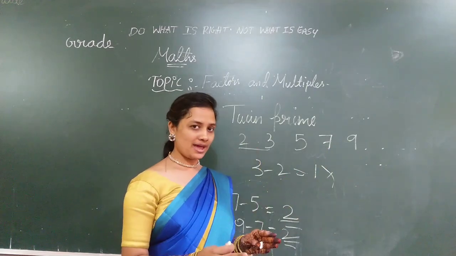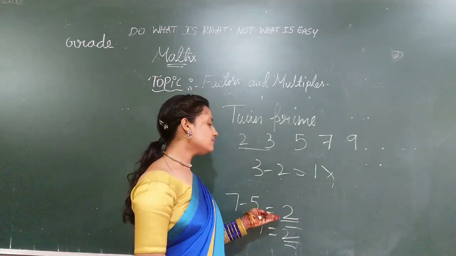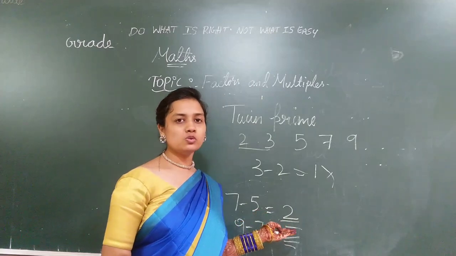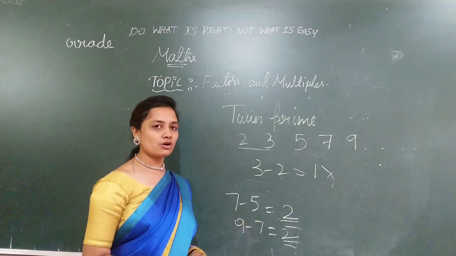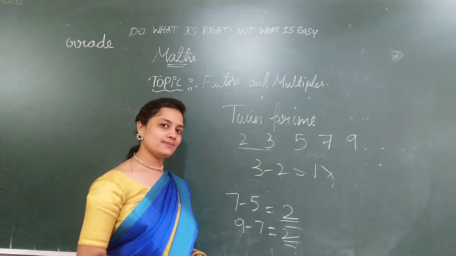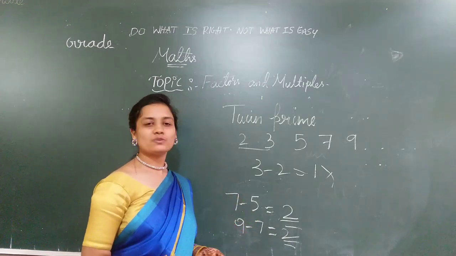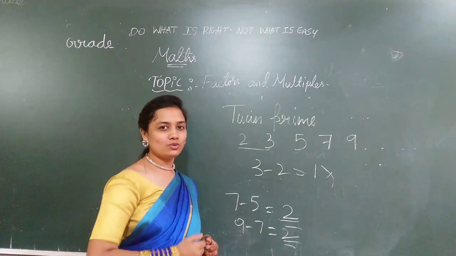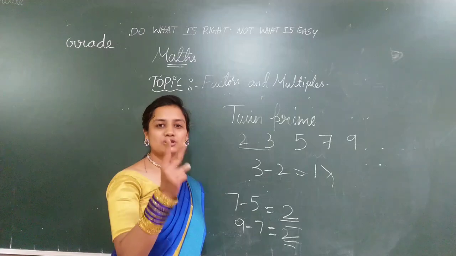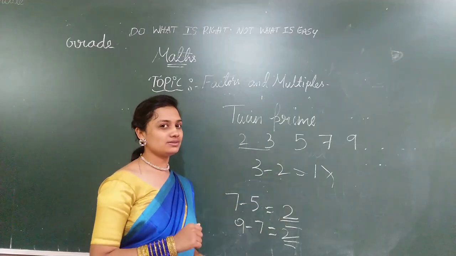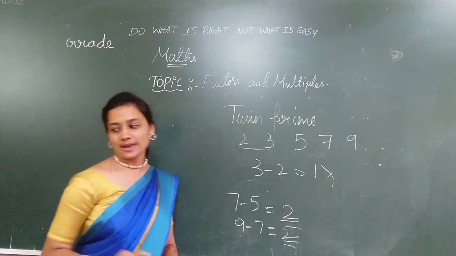Any 2 numbers which give the subtracted answer 2, or as you can say, difference 2, then those two numbers are called twin prime. So you can remember twins, children. Twins means how many? You should have 2 kids, no? Like that, if you subtract 2 numbers, you should get 2. Then it is called twin prime.